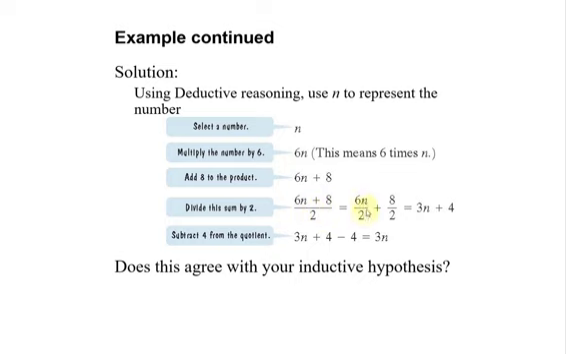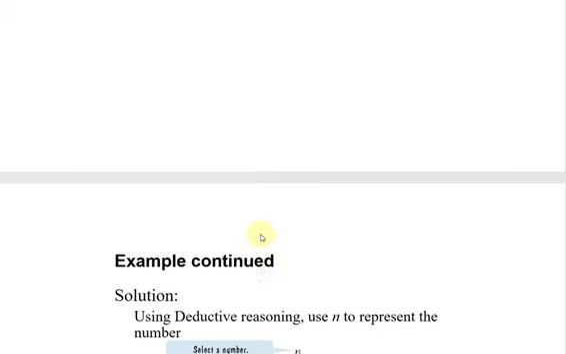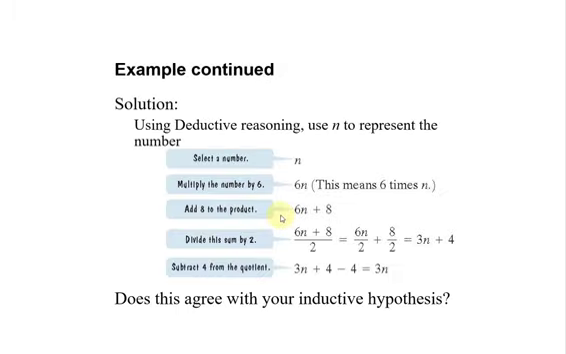And then we can simplify, we can split the fraction, and we get 3n plus 4, because 6 divided by 2 gives me 3. And then I subtract 4 from the quotient, the last step here, and it's equal to 3n. So from n, the final result is 3n. That's why we know that we have to multiply by 3 from the beginning to the end.